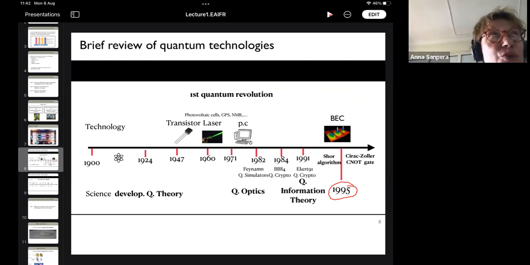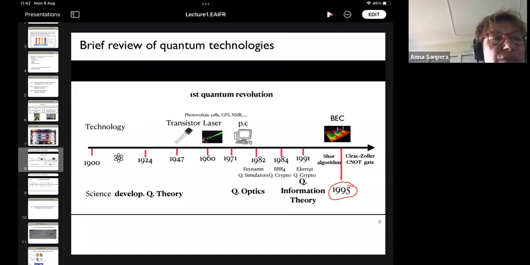In the same year, it was the first time that a Bose-Einstein condensate, so control of matter to extreme points, was achieved. It was proposed in 1924, so it took 70 years to achieve that. And also, there is the first idea of how a quantum computer should be, which is this Cirac-Zoller idea of a quantum computer using ion traps, and how a control-NOT gate, and we will talk about that, can be realized in order to make this computer.